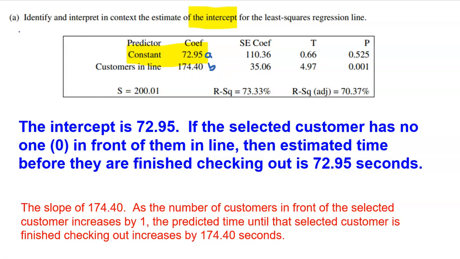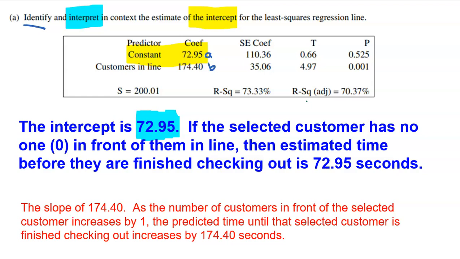Now, first it wanted me to identify. So I identified that the intercept is 72.95. How easy was that? Then it wanted me to also interpret what that value means in context. So a y-intercept generically is what happens to y when x is 0. So in context, that means if the selected customer has no one in front of them, 0 people in front of them in line, because remember, in this problem, x is the number of customers in front of the person. Then the estimated y value would be the time it takes for you to finish checking out, and that's the 72.95 seconds.